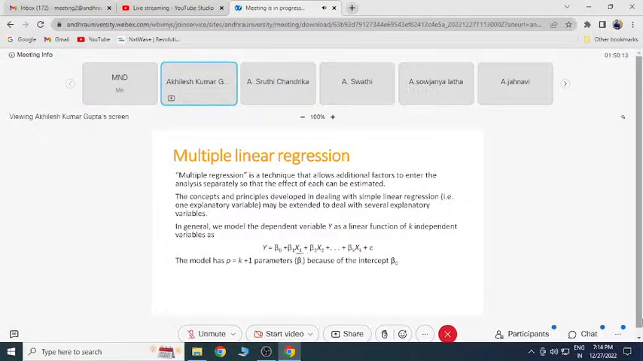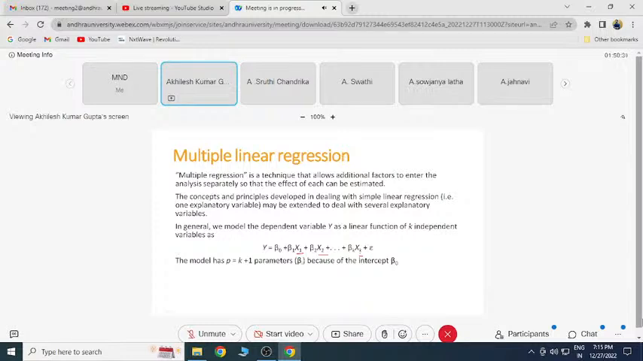So here you can see x1, x2 till xk, you can have any number of independent variables. So this is multiple linear regression, and we want to know what is the effect of x1 on y, x2 on y, x3 on y, whether their effect is significant or not. So all these problems we'll see.